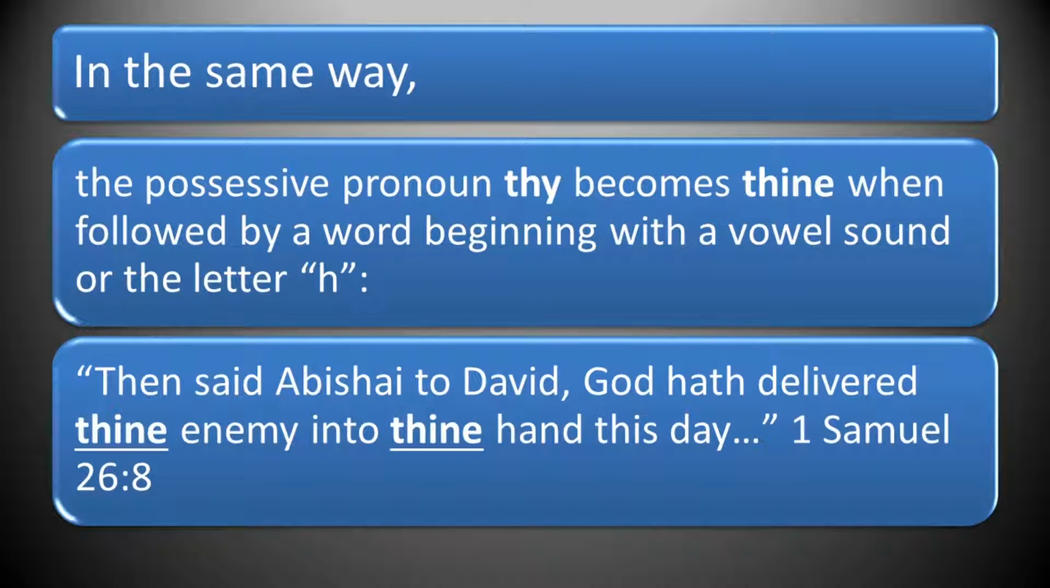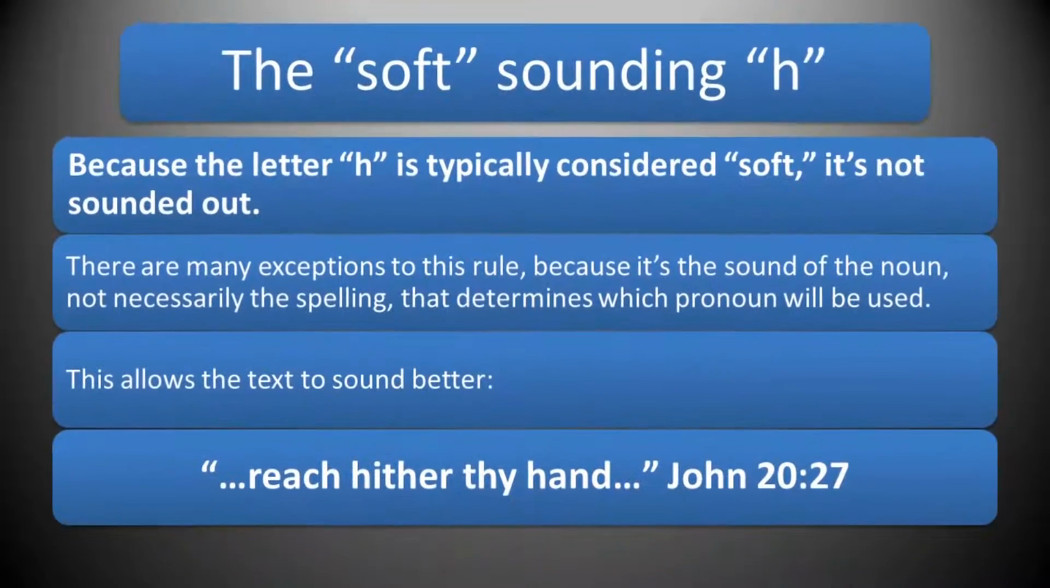In the same way the possessive pronoun thy becomes thine when followed by a word beginning with a vowel or the letter H. So we see then, said Abishai to David, taken from 1 Samuel 25:8, God hath delivered thine enemy into thine hand this day. Enemy starts with a vowel, so it's thine enemy, not thy enemy. And hand starts with a soft sounding H, so it's thine hand this day. The soft sounding H, because the letter H is typically considered soft, is not sounded out.